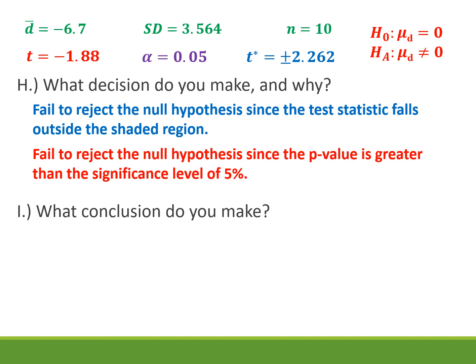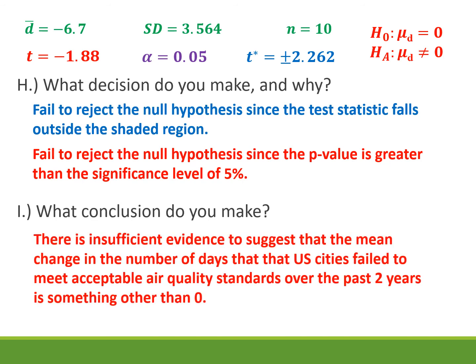Our conclusion, we're writing about the mean change across these two samples. We fail to reject, so it's going to be an insufficient evidence problem. So there's insufficient evidence to suggest that the mean change in the number of days that U.S. cities failed to meet acceptable air quality standards over the past 2 years is something other than 0. We can't conclude that that's true because our p-value is too large or because our test statistic fell outside that shaded region.